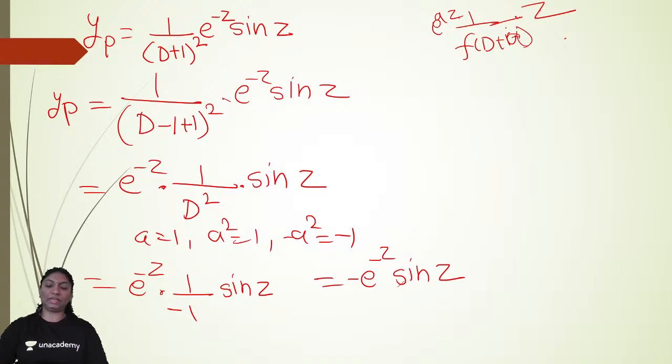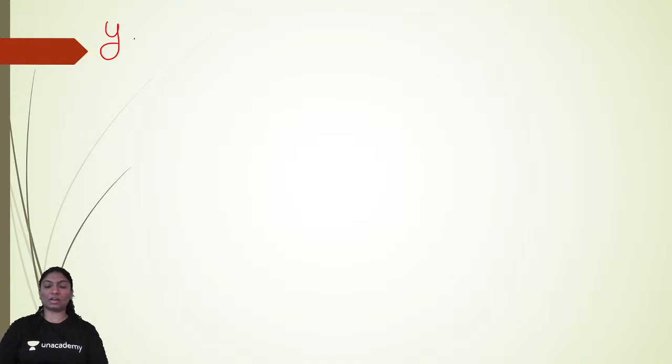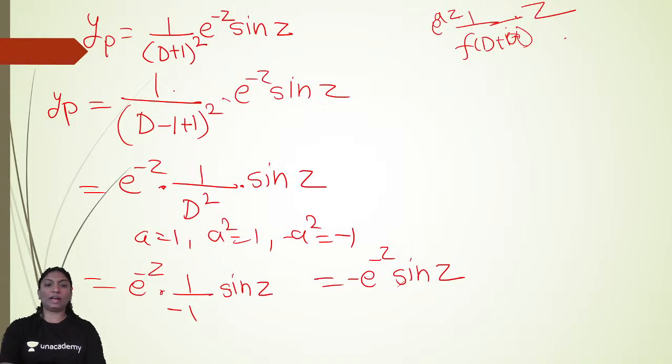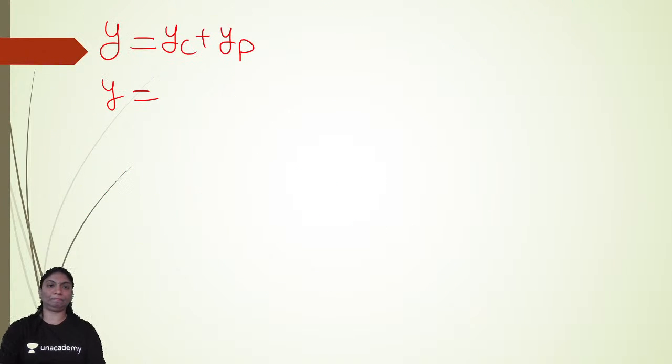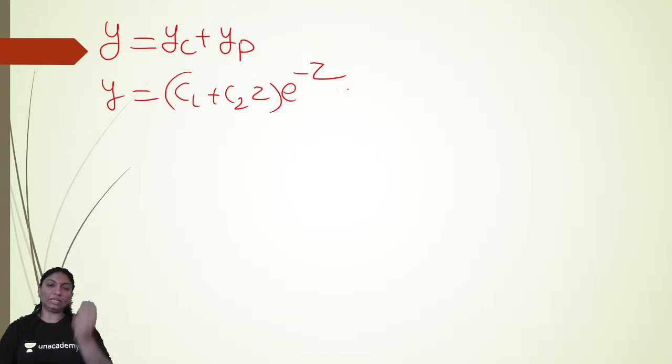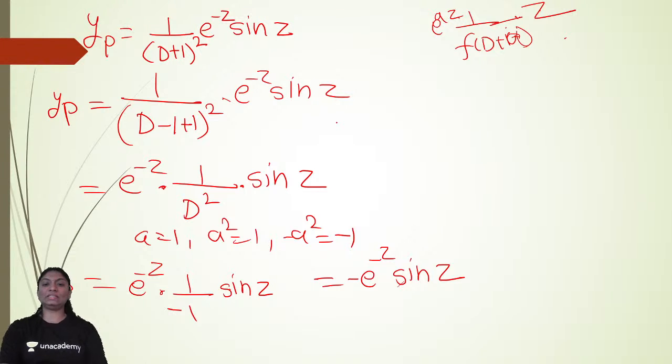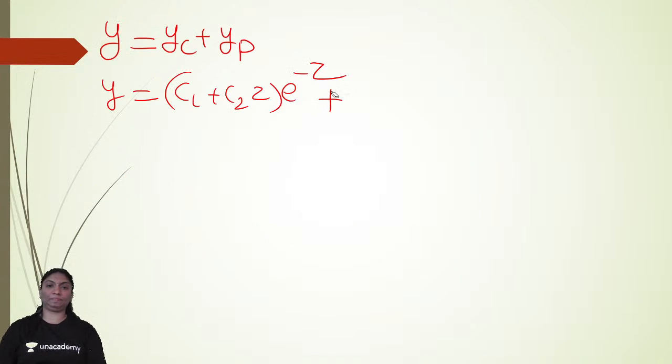Now our next job is to write down the complete solution: y is equal to yc plus yp. So y is equal to c1 plus c2 z into e raised to minus z, plus yp, which is minus e raised to minus z into sin z.